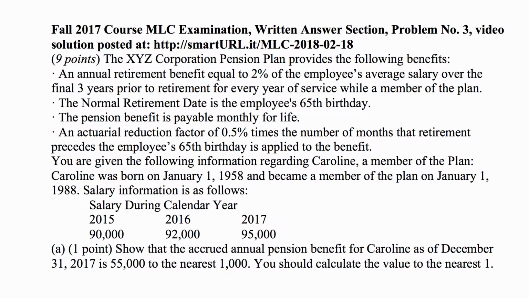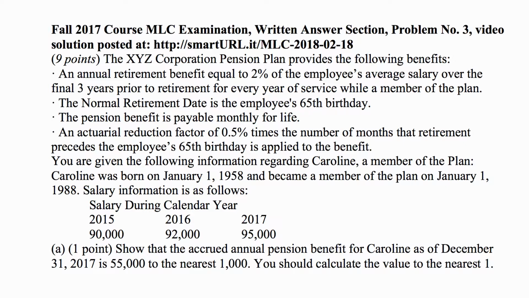This is problem number 3 from the last exam MLC written answer part from fall 2017. The XYZ Corporation Pension Plan provides the following benefits: an annual retirement benefit equal to 2% of the employee's average salary over the final 3 years prior to retirement for every year of service while a member of the plan. The normal retirement date is the employee's 65th birthday. The pension benefit is payable monthly for life. An actuarial reduction factor of 0.5% times the number of months that retirement precedes the employee's 65th birthday is applied to the benefit. You are given the following information regarding Caroline, a member of the plan. Caroline was born on January 1st, 1958 and became a member of the plan on January 1st, 1988.